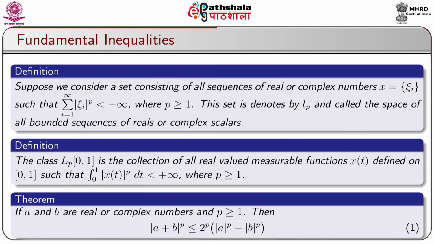Now, we start with some basic definitions. Suppose we consider a set consisting of all sequences of real or complex numbers x equal to x_i such that the sum from i equal to 1 to infinity of mod of x_i to the power p is less than plus infinity, where p is greater or equal to 1. The set is denoted by small l_p and called the space of all bounded sequences of real or complex scalars.